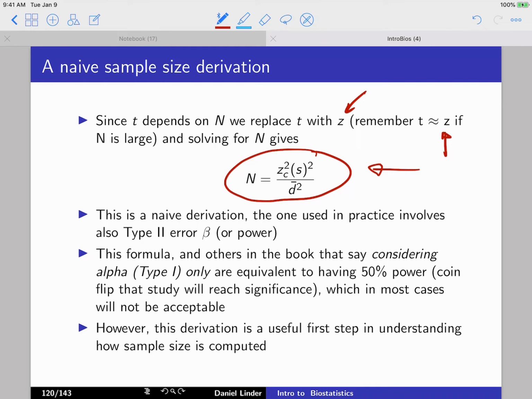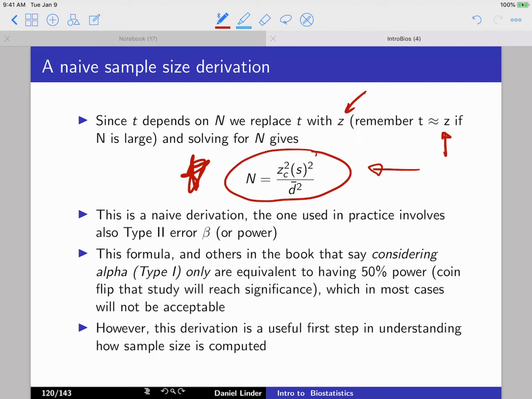But again, remember, this derivation is not the one that you're going to use at the end of the day. It's essentially equivalent to 50% power. So you have a 50% chance to detect the difference if you use that formula, and that's generally not acceptable. Typically for most funded studies, you need at least 80% chance. You have to have some reasonable chance of finding significance.